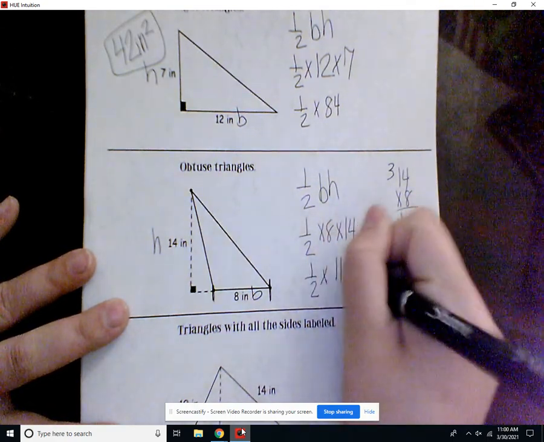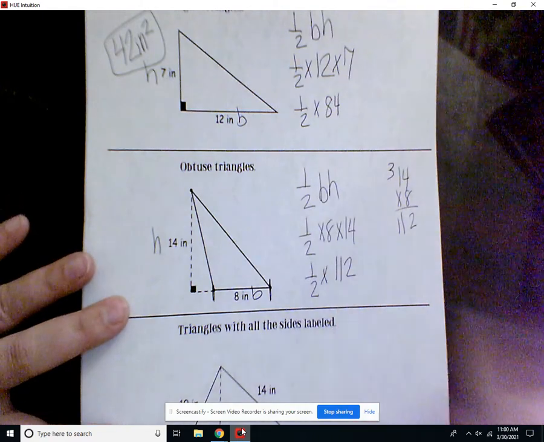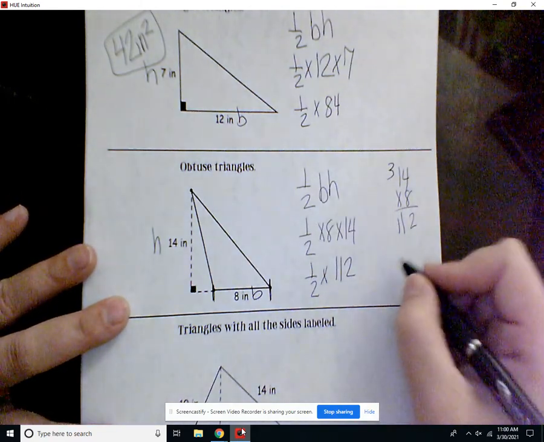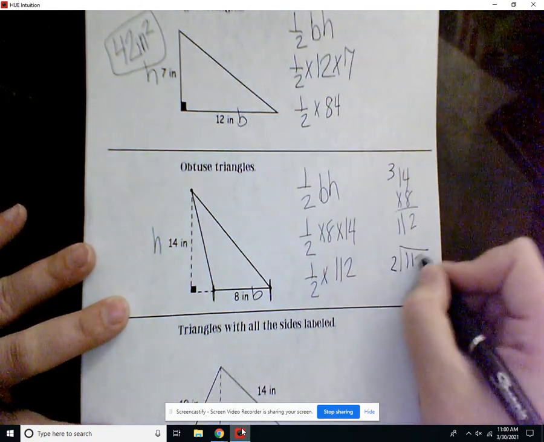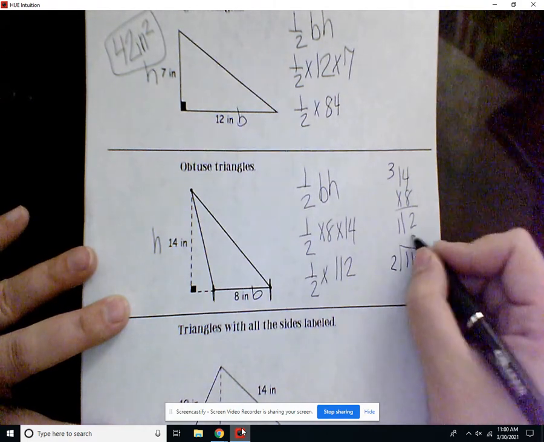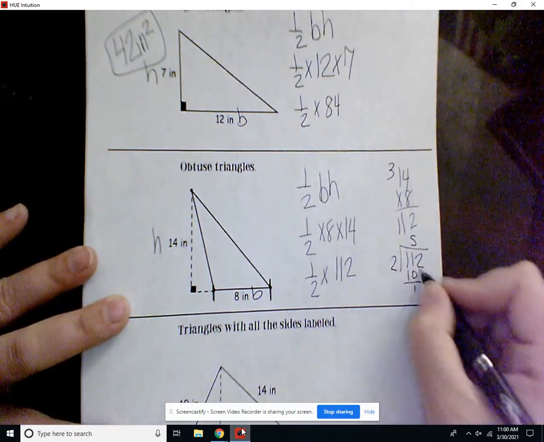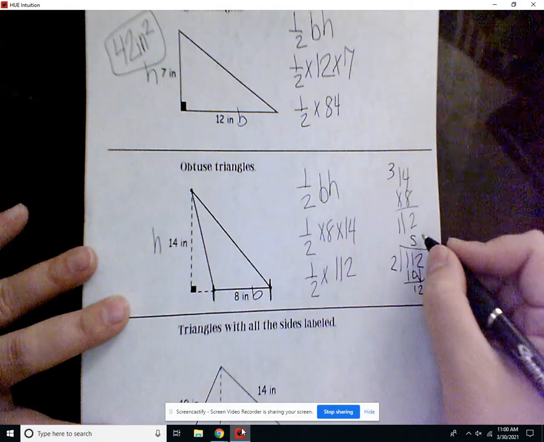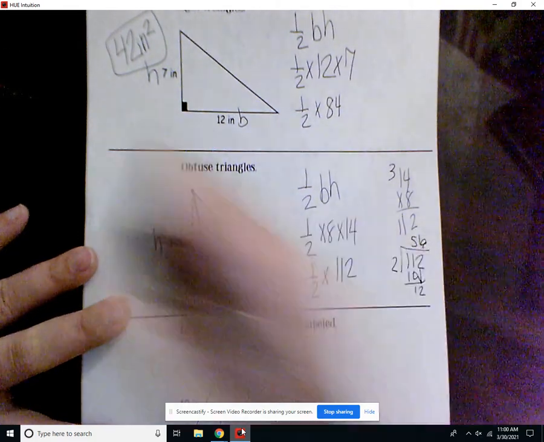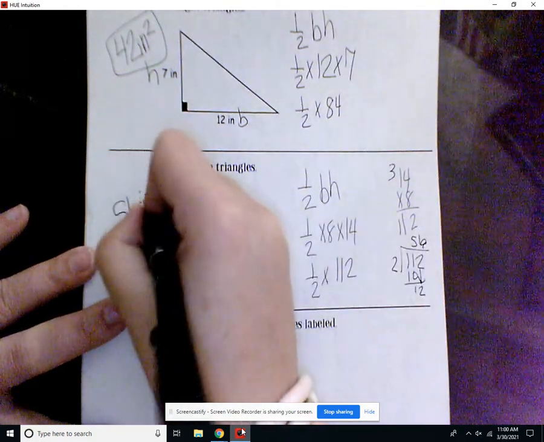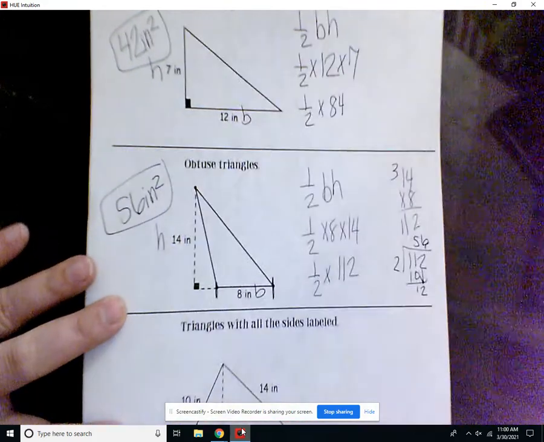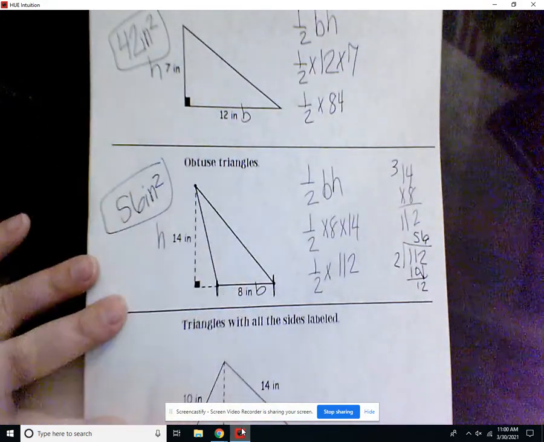Then we need a half, 112. So 2 will go into 11 5 times. And then 2 will go into 12 6 times. And so we get 56 inches squared. Okay, and again, since these are both even, they come out even.